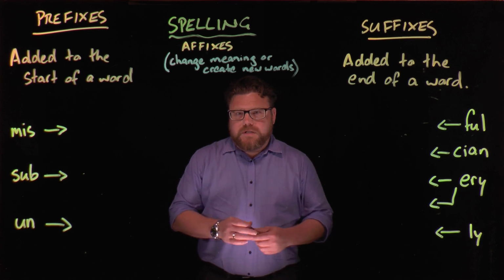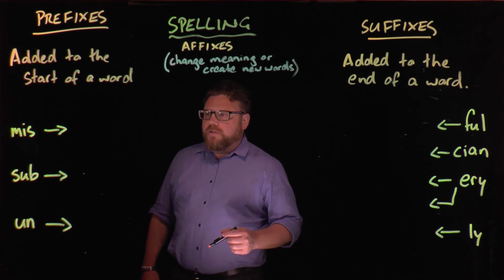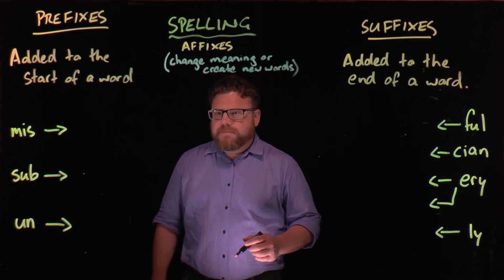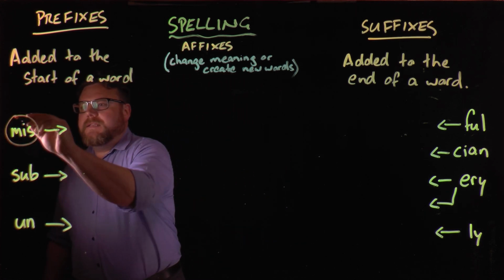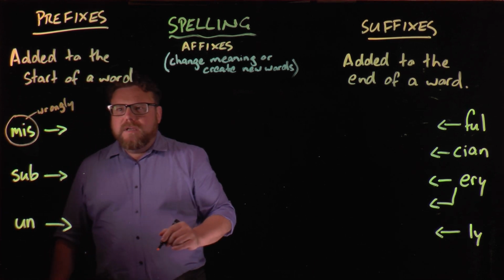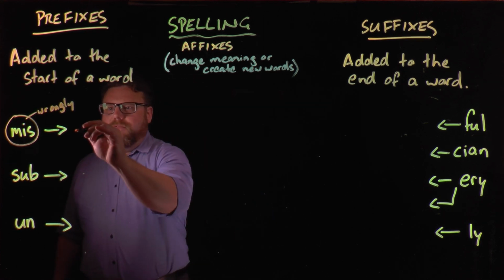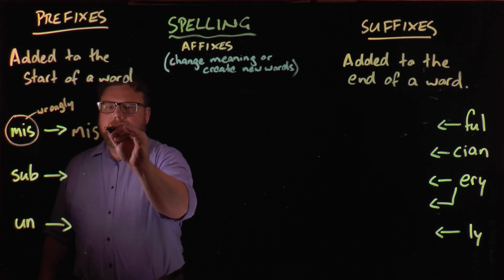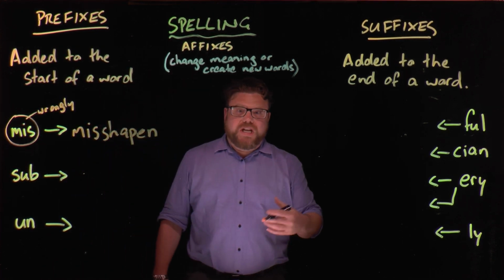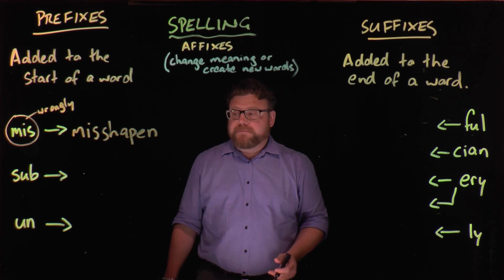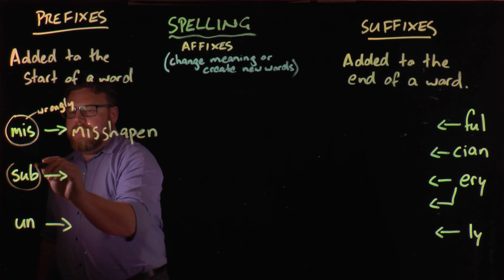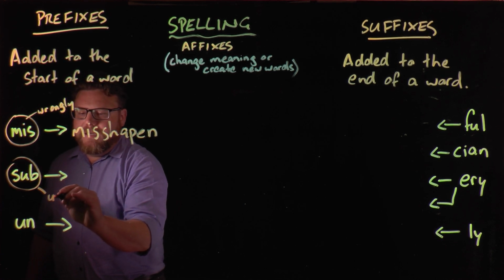Some of the prefixes that you will come across include mis, and when we use the prefix mis, it's when we're explaining that something has been done wrongly. So something's gone wrong. For example, if we put it in front of shapen, then something is misshapen. It is wrongly shaped.